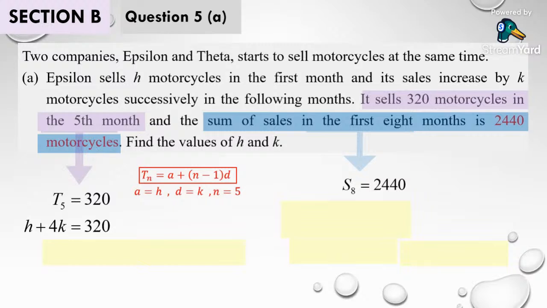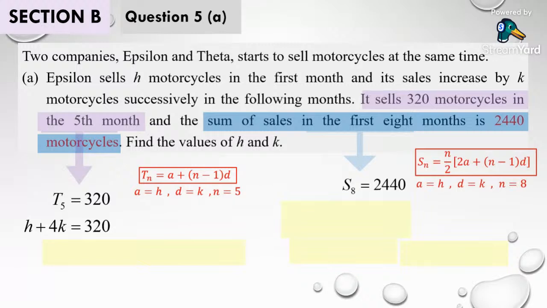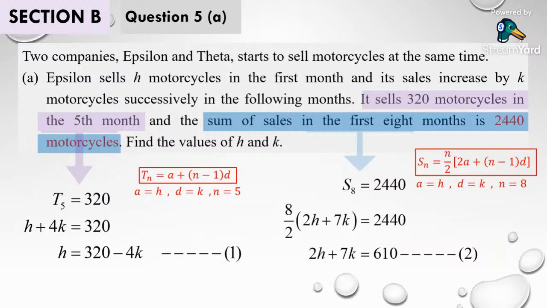S8 is equal to 2,440. Using the Sn formula for arithmetic progressions, consider a as H, d as K, and n equal to 8. Substitute and simplify, and I get 2H plus 7K equals 610. Now I have two equations to solve for the two unknowns H and K. Looking at these two equations, H plus 4K equals 320, I would like to call it equation 1, and the other equation, I just call it equation 2.